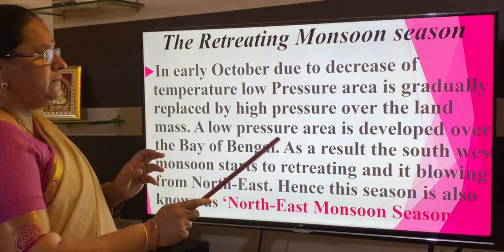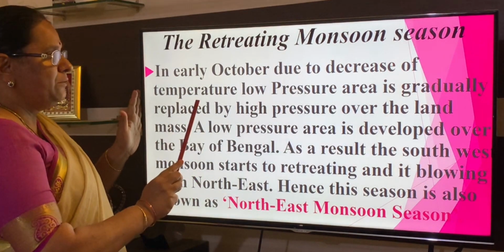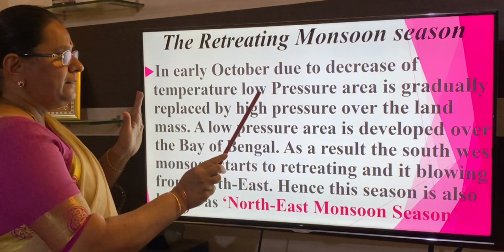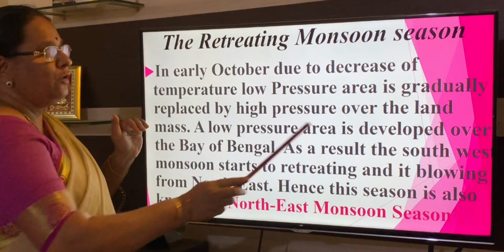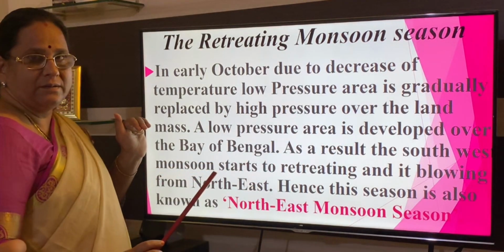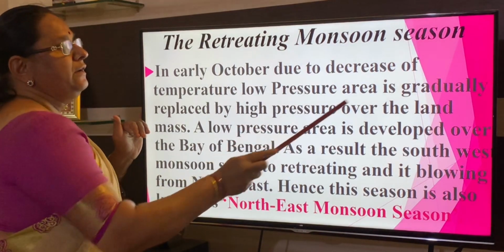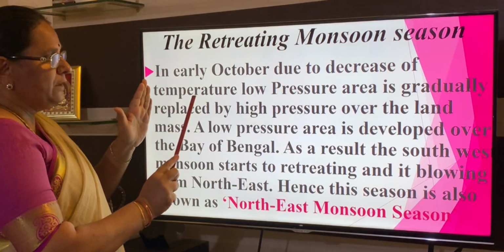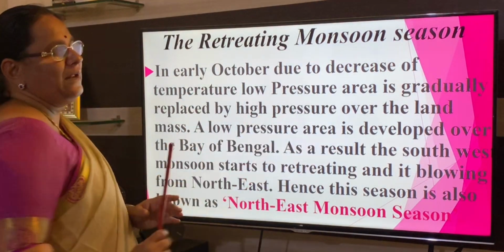So, first thing is, I am talking about our landmass. On the landmass, if you see, the temperature is low, and then the pressure will be high on the landmass. Remember this. Temperature is low, and high pressure is there on the landmass. You will have low temperature and high pressure on the landmass.